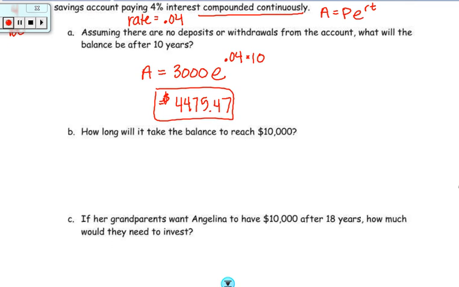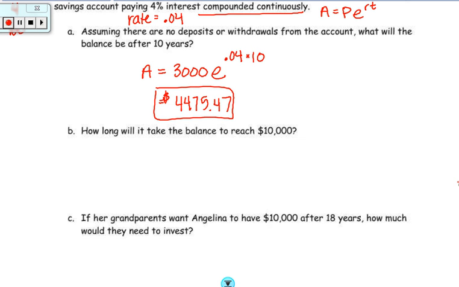Okay, so the next question says you're starting with $3,000, you know you're getting 4%, but how long will it actually take that balance, the $3,000, to reach $10,000? So I know this is what I want to end with. I want to end with $10,000 if I start with $3,000. I know my rate is 4%, but this time I don't know the time.